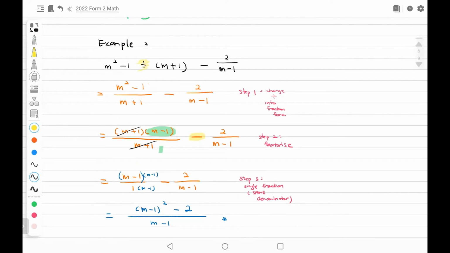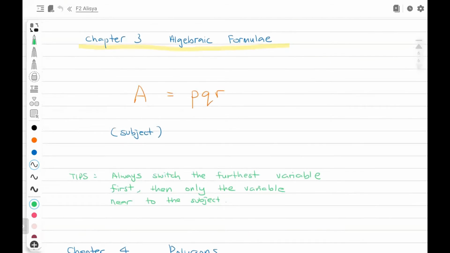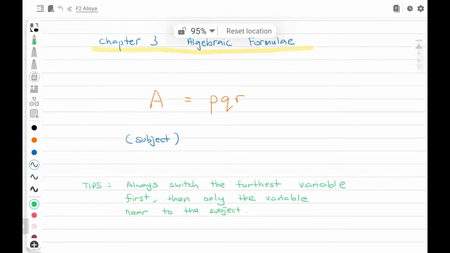3-in-1 or 4-in-1, simplified. Get the idea first. I want you to get the idea first. You can practice later, but the idea you must know. Copy this first. Only these few things. Chapter 3, the name of the topic. Then you copy A equal to PQR. Then bracket subject. Then copy the tips. That's all. That's the only notes for chapter 3.